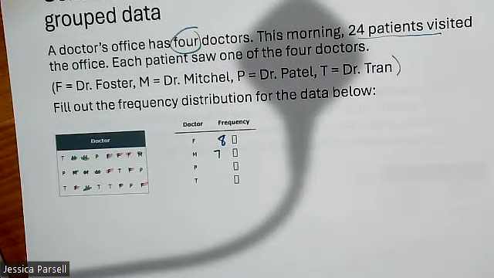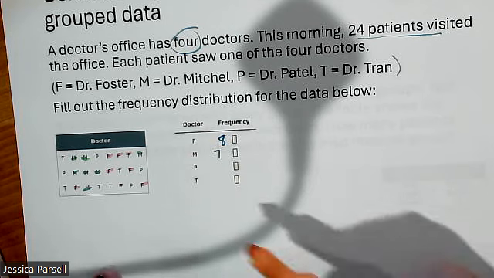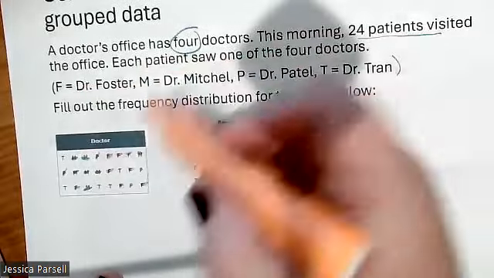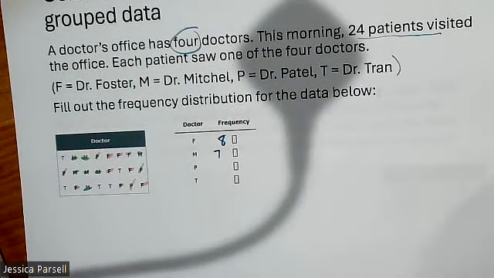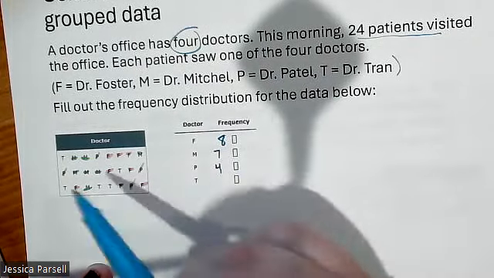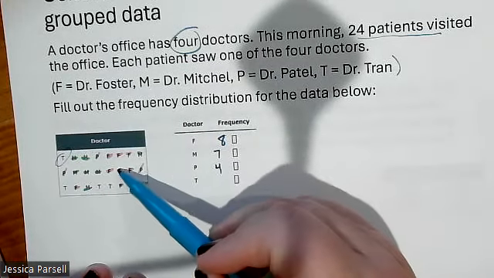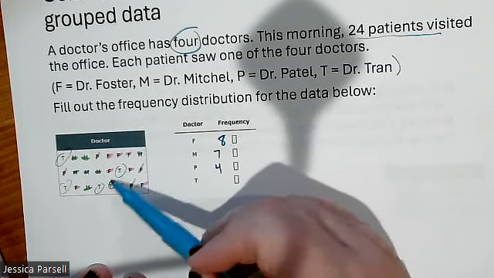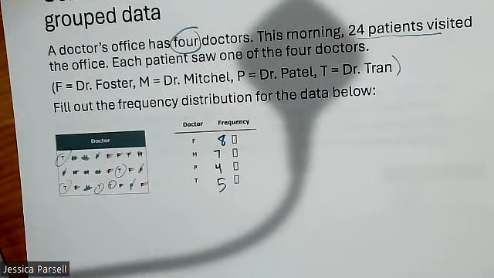Okay. Then of course we have Dr. Patel. That's P. 1, 2, 3, 4. All right, 4 people coming to see Dr. Patel. And then the last few patients, 1, 2, 3, 4, 5, are seeing Dr. Tran. Okay, so however you went at that, totally fine. I use colors to kind of help me, but if you don't have highlighters, maybe cross through as you go.